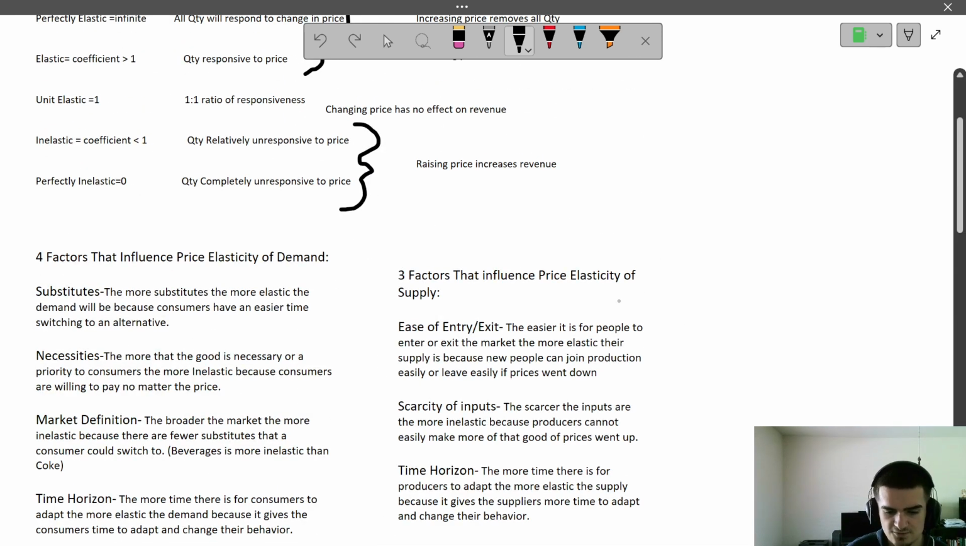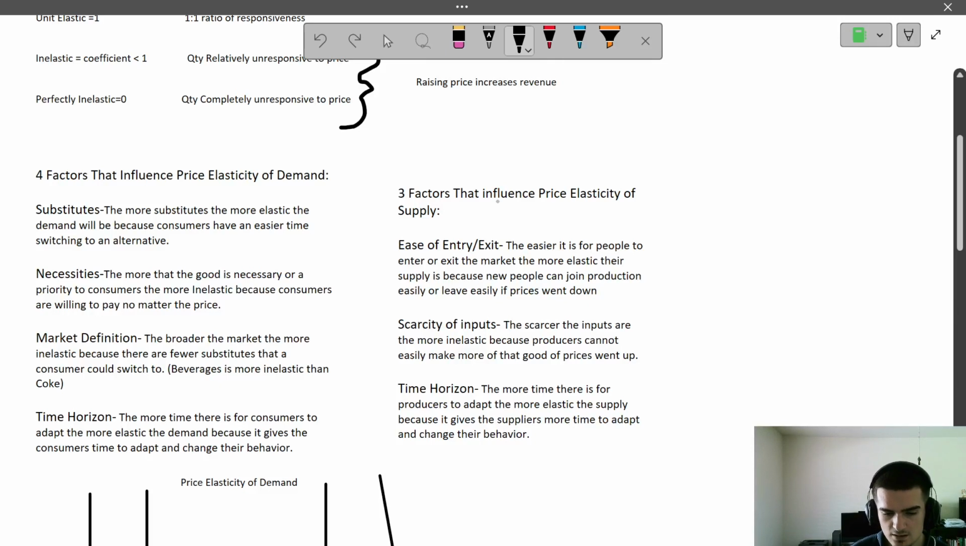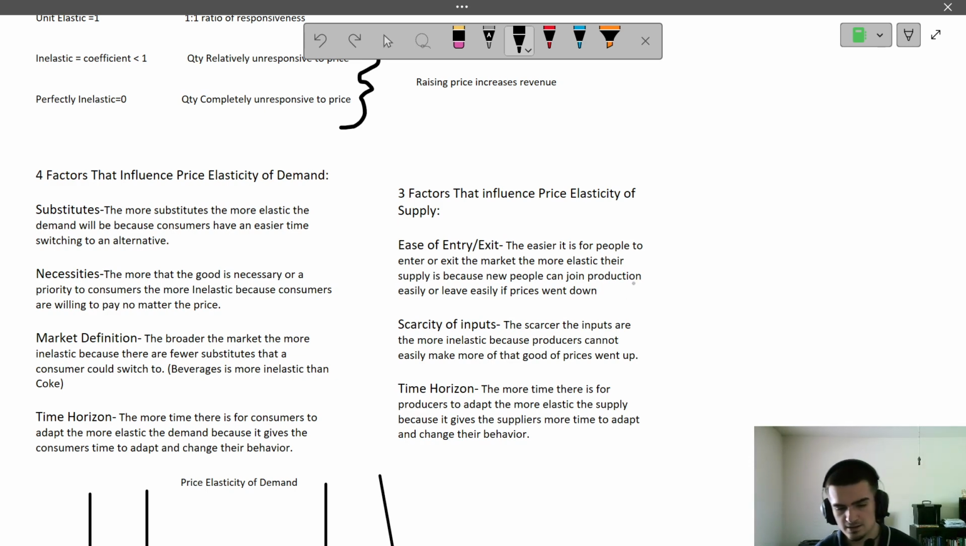Next are the three factors that influence the price elasticity of supply. The first one is ease of entry or exit from the market. The easier it is for people to enter or exit the market, the more elastic their supply is, because new people can join production easily or leave easily if prices went down. This is going to make more sense when I cover Unit 3 later in the stream, because you'll see how entering and exiting the market affects firms when we look at perfectly competitive markets.